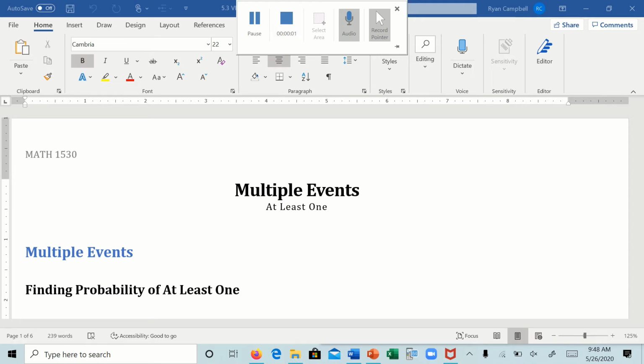So now let's talk about "at least one." We still have multiple events, multiple people that we're selecting, multiple subjects, multiple individuals, right? More than one. But now it's going to ask you to find the probability of at least one of something happening.